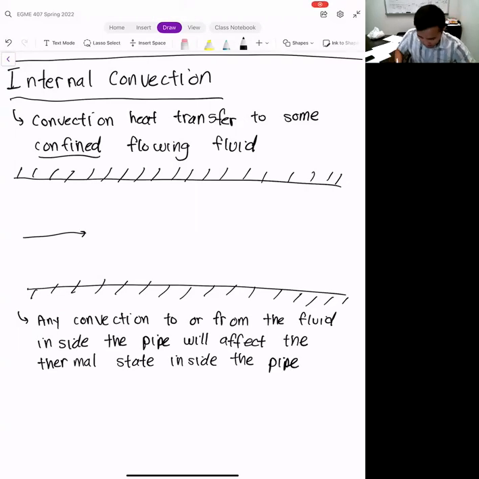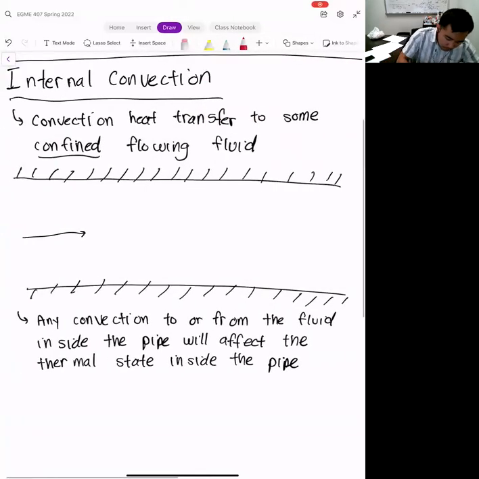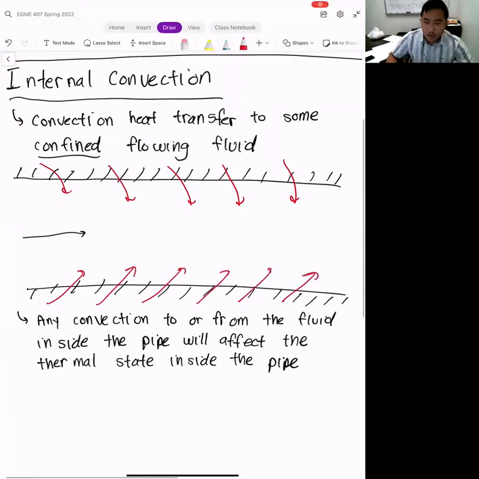What do I mean by that? What I mean is that if you have heat transfer coming into the pipe, in this case we're going to say that the fluid inside the pipe is being heated. Normally, before we started talking about internal convection, whenever we had heat transfer to a fluid like this, the fluid was kind of unaffected. We assumed that the temperature of the fluid did not change. For internal flow, this is not the case, because we have such a confined space where the fluid is flowing, the temperature of the fluid is going to change.